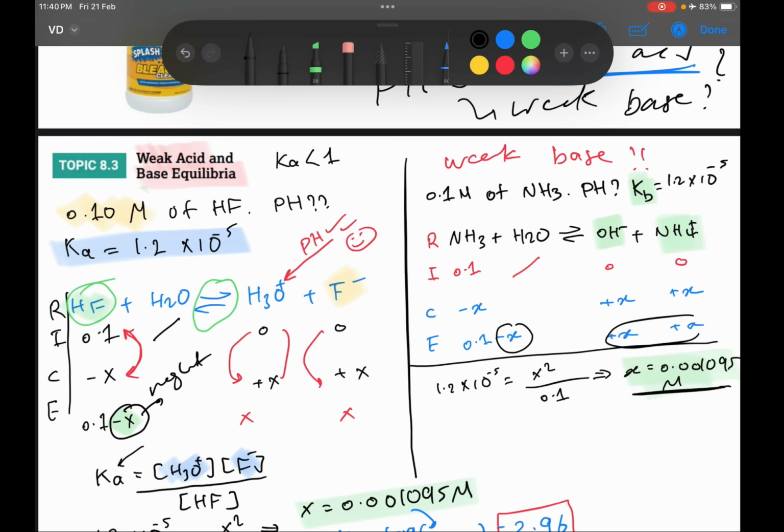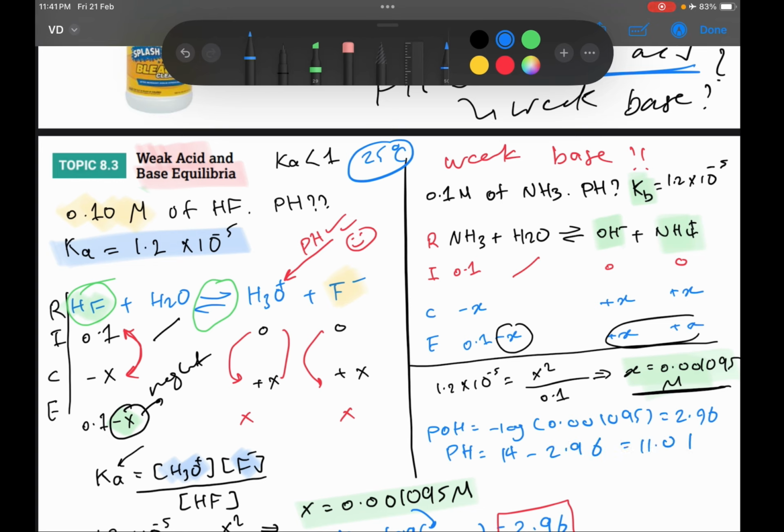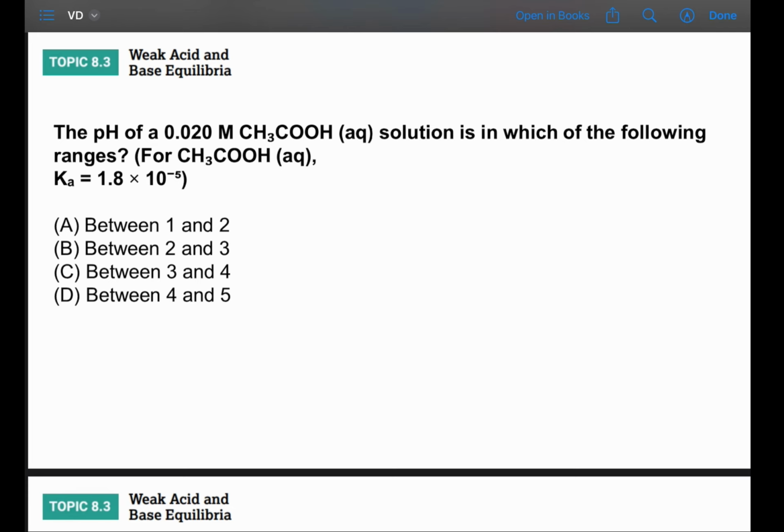So I have to calculate the pOH first. All right, the pOH is equal to negative log the concentration of OH negative, 0.001095, which gives 2.96. And if I need the calculation of the pH, and suppose that the temperature was held at 25 degrees Celsius, I can say 14 minus 2.96, and it equals 11.04. And now, guys, pause the video and read this question carefully and try it on your own.